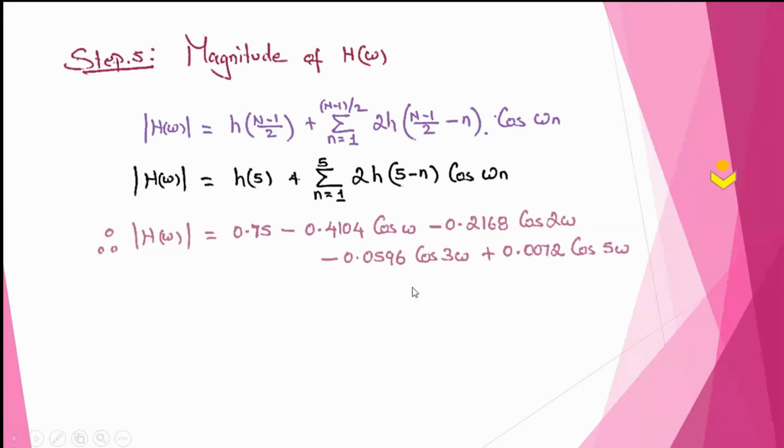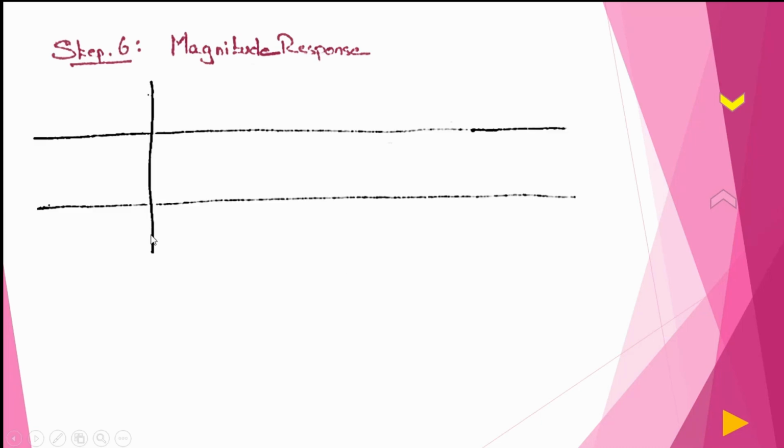Today we are going to see step 6. Step 6 is to plot the magnitude plot of the given frequency response. For this, first of all, we find the magnitude response. How do we find it? We simply take a range of omega values, from 0 to pi. We know the range of the frequency is 0 to 360.